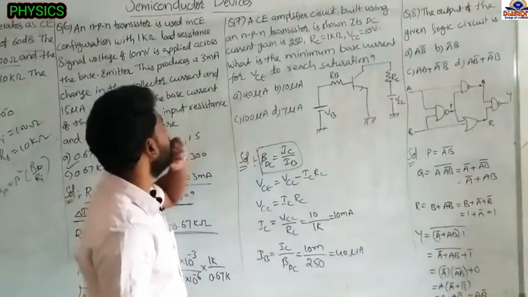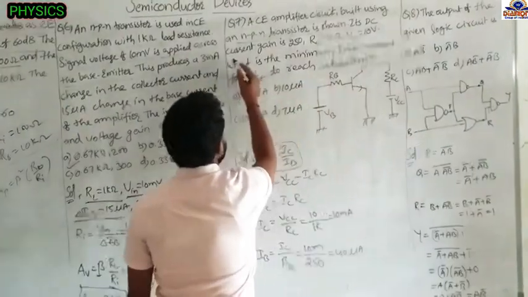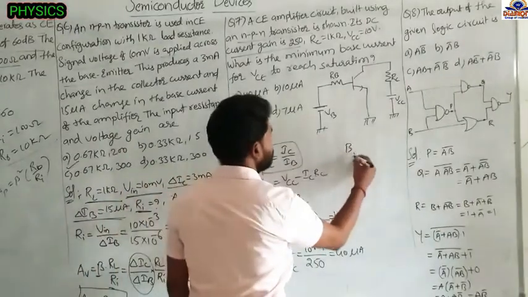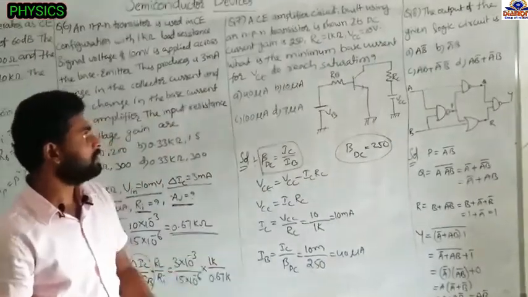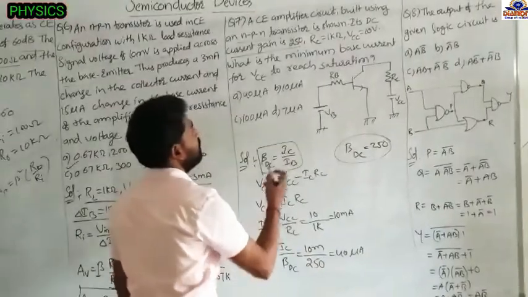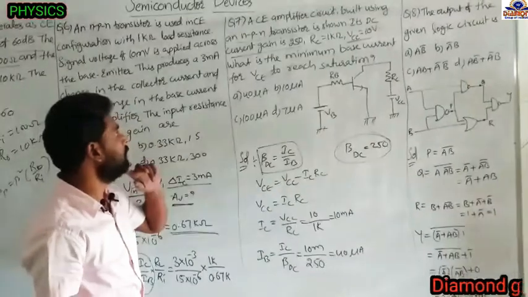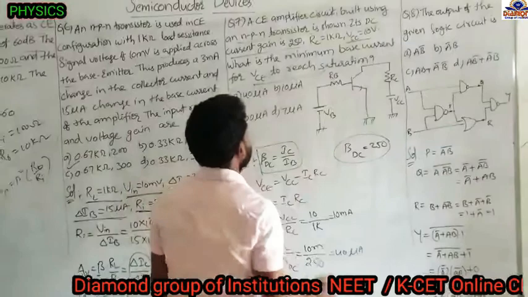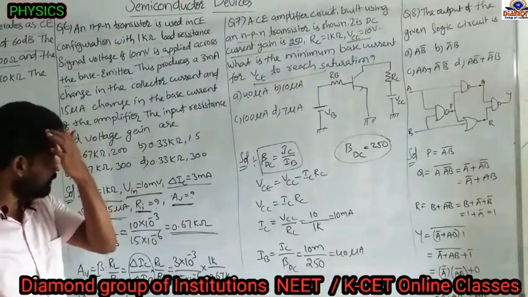And next, a common emitter amplifier circuit built using an NPN transistor is shown. Its DC current gain is 250. RC, the load resistor or output resistor or collector resistor, is 1 kilo ohm, and VCC is the 10 volt external voltage supply to the collector junction. What is the minimum base current for VCE to reach saturation? To reach saturation, they are asking the minimum base current.